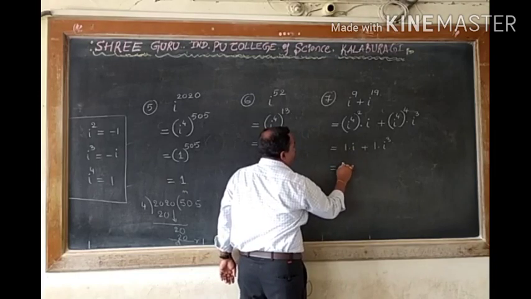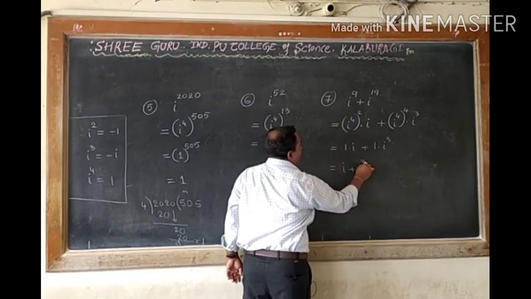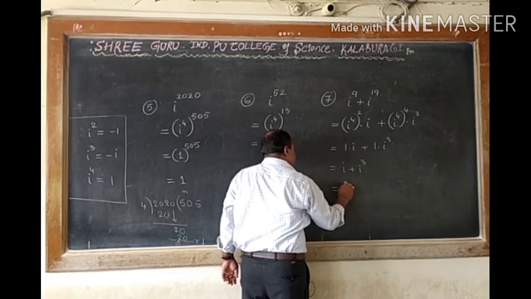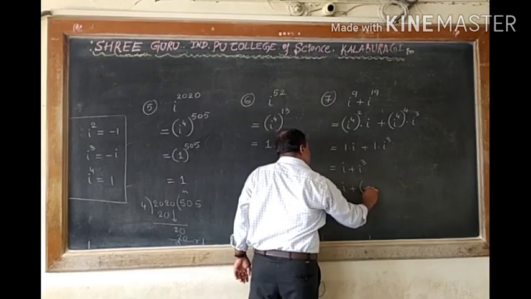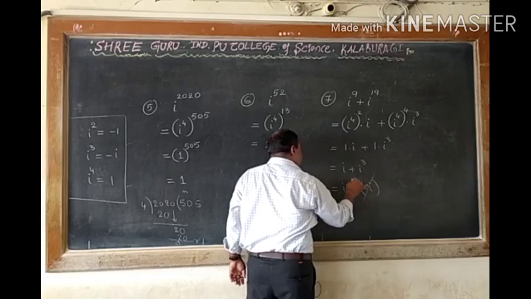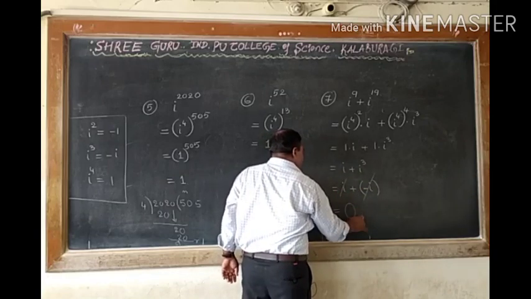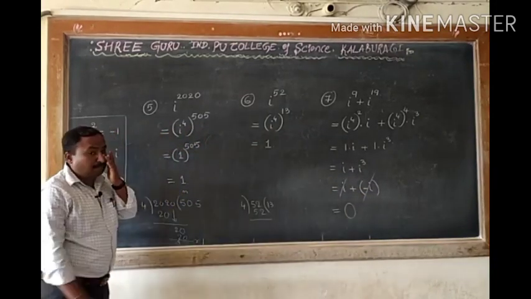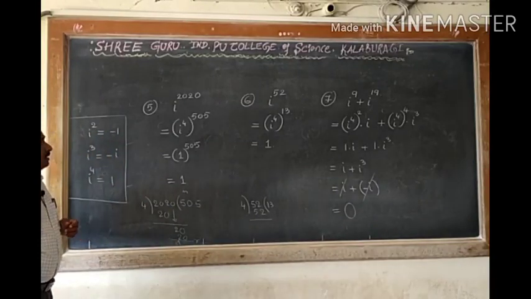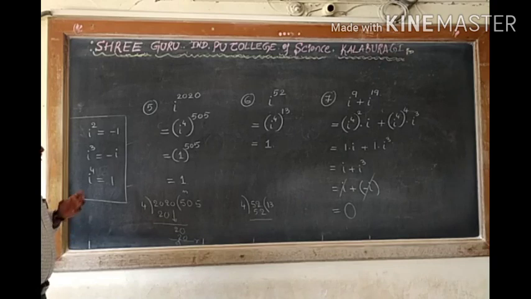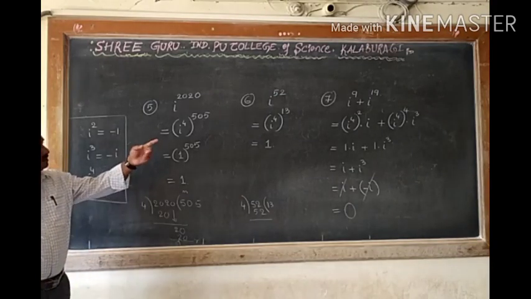1 into i, 1 into i cube. I as it is, the smallest already. Here i cube value is minus i. Plus i, minus i get cancelled. The value is 0. Convert to the smallest and find the value of i powers. Any doubt? This one? Okay.